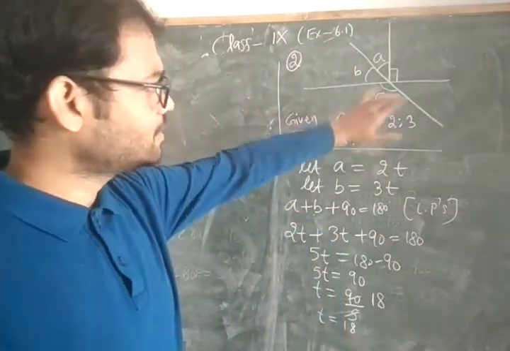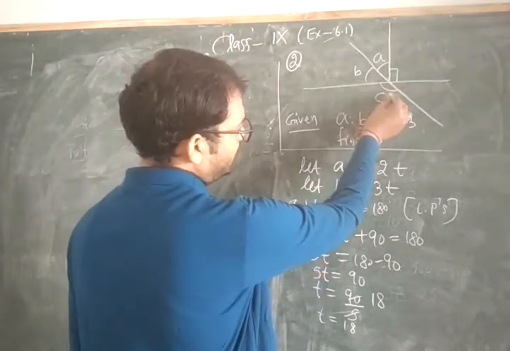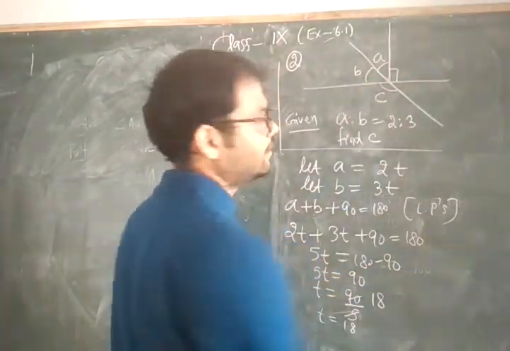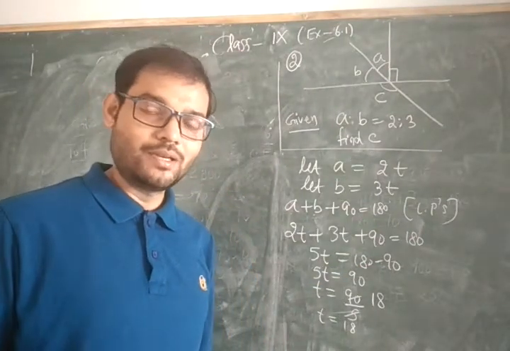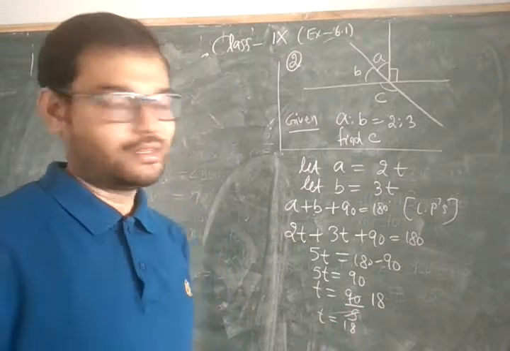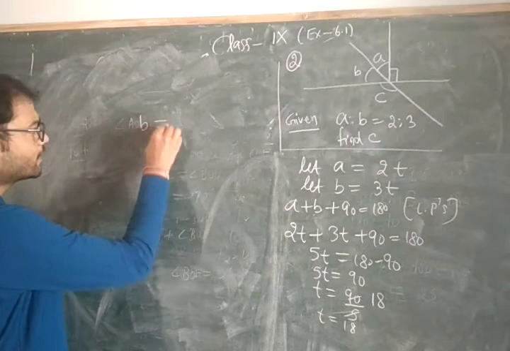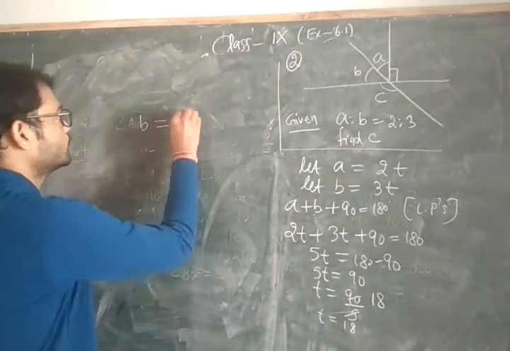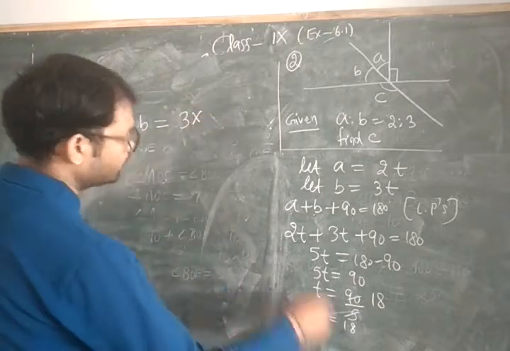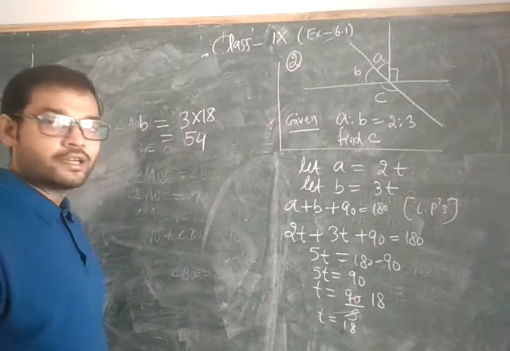So if you have to find C, if you see carefully, then you can observe that B and C make a linear pair. जो आपके B और C हैं ये दोनों आपके आपस में मिलकर क्या बना रहे हैं, लीनियर पेयर. So I can do that here. मुझे एंगल B फाइंड करना पड़ेगा पहले. एंगल B कैसे है, 3t. So 3 into t, the value of t is 18. So it becomes 54 degree.